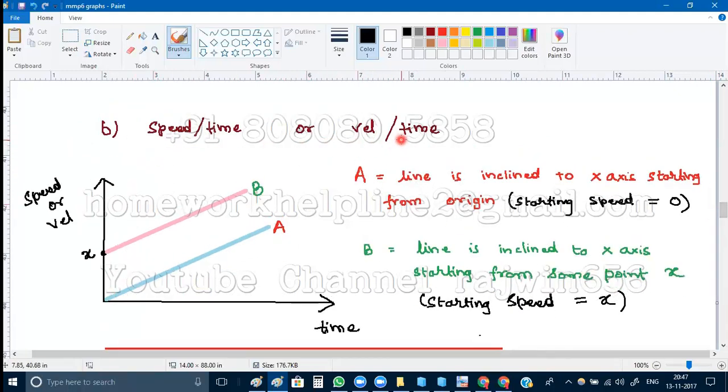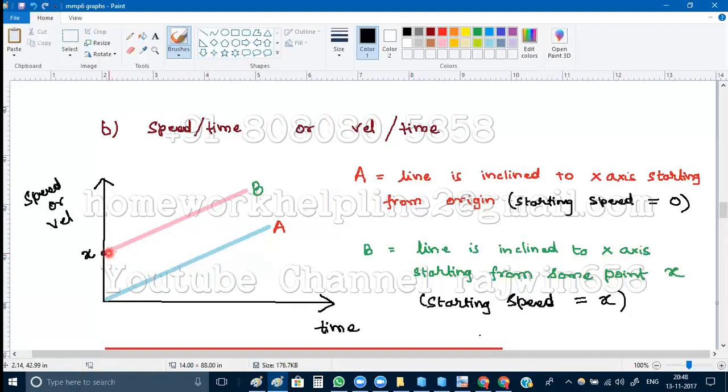Now, the speed time or velocity time graph. If the speed or velocity is starting from some particular value, then this pink line is going to give you the speed time or velocity time graph for constant acceleration. There the speed or velocity is starting from the value 0. So here the speed is starting from 0, and of course in this case it's a speed time graph or velocity time graph.